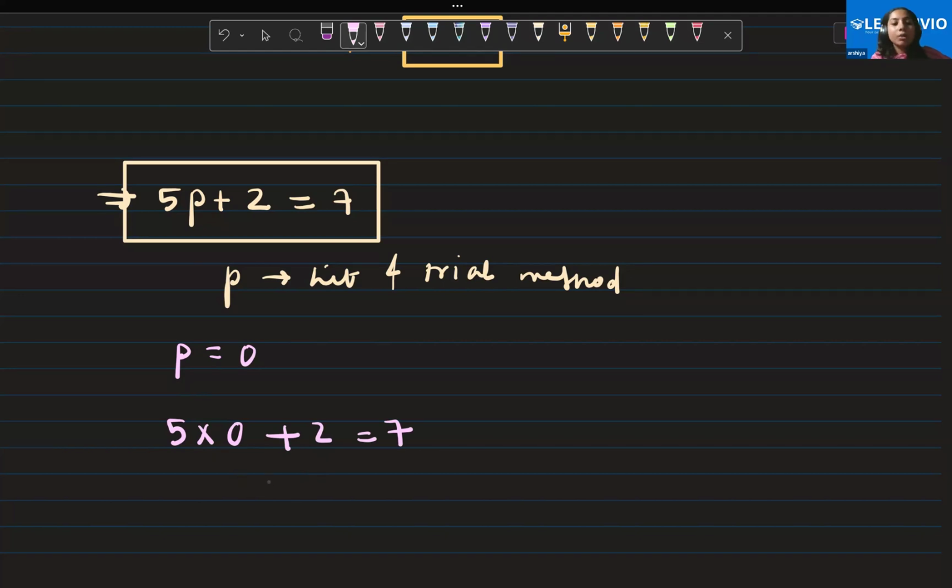We should get both the sides equal. Okay. So 5 into 0 is 0. Plus 2 is equal to 2. So 2 is not equal to 17. So that means the value of p is not equal to 0, right?